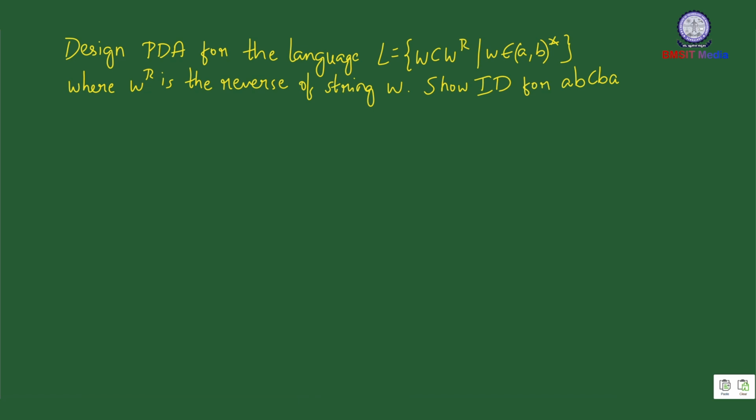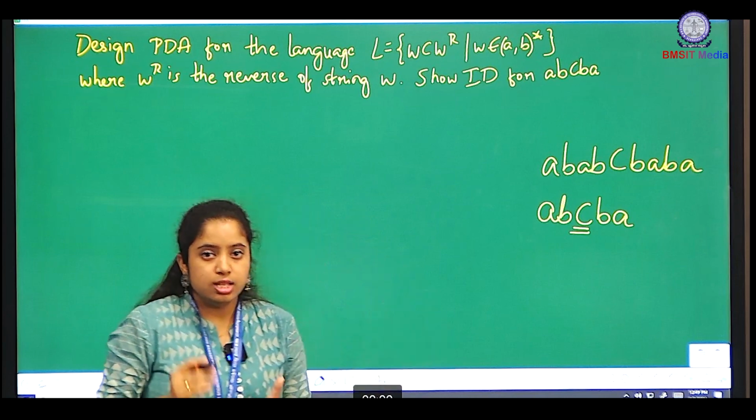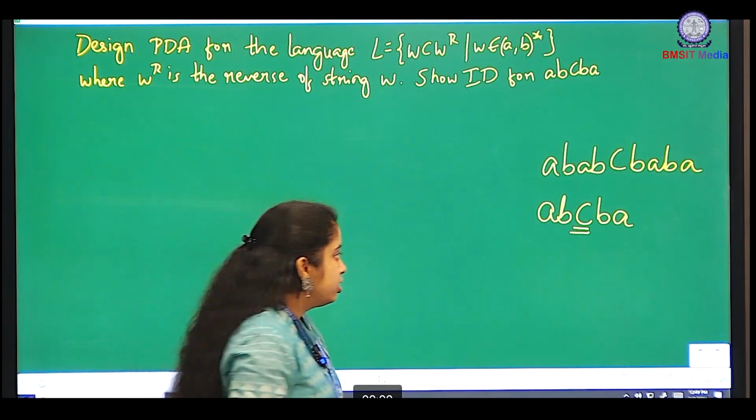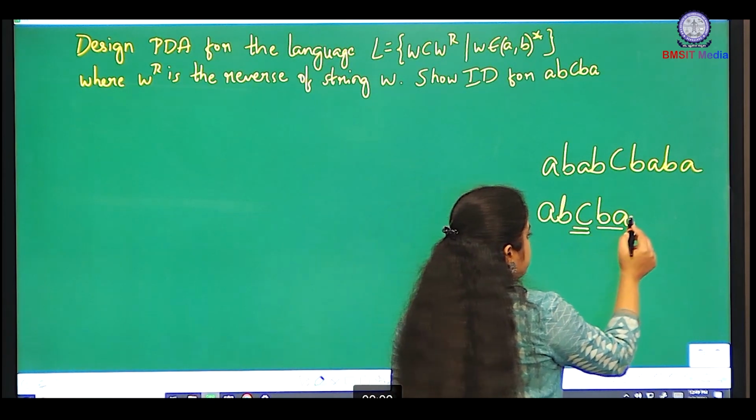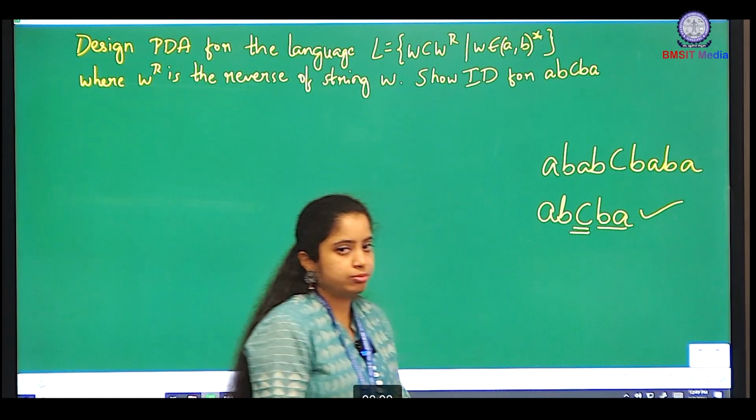So what we are saying is, if you have a string, say ABAB, the reverse of the string will be BABA. So this has to be accepted. If you take a simple string, ABCBA, once you read C, the reverse of the string will start. So this has to be accepted.